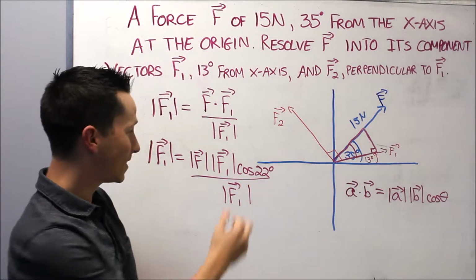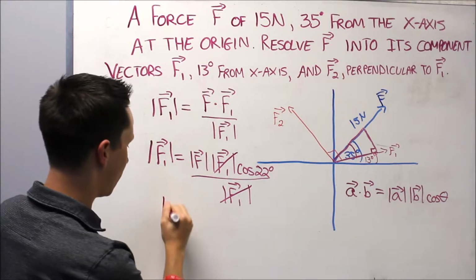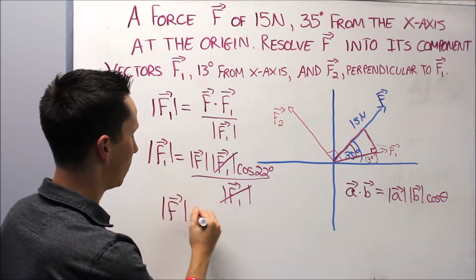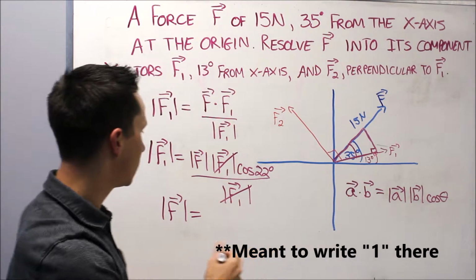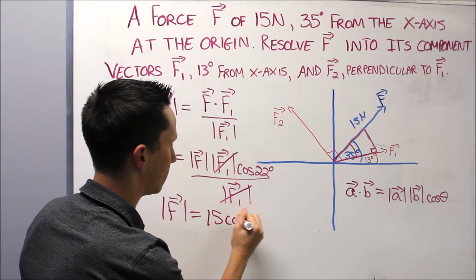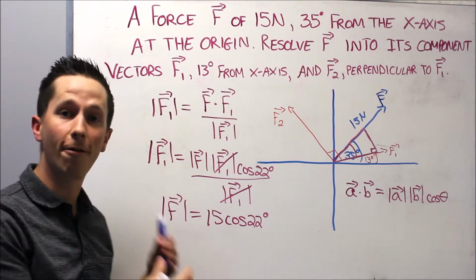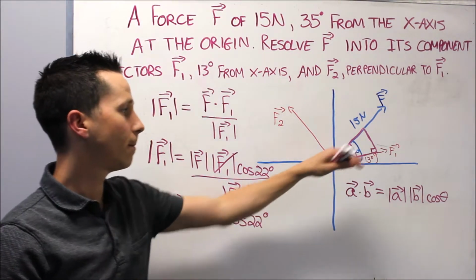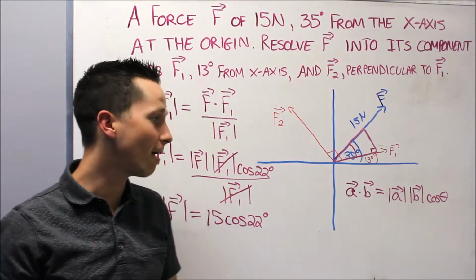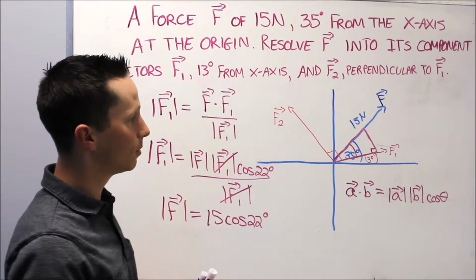And the beauty of that is that now the magnitudes of F1 can cancel, and we can just say the magnitude of F1, the result of the projection, is the magnitude of F, which is 15, times cos of 22 degrees. So that's how much of F1 takes place in the vector F. Then we just need to do the exact same thing for F2.